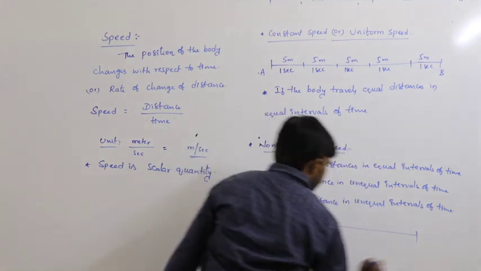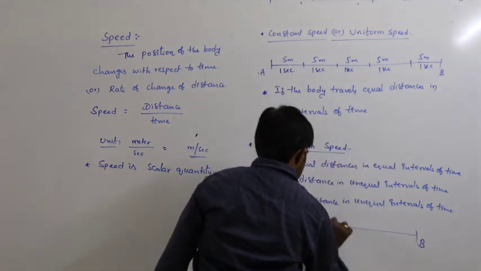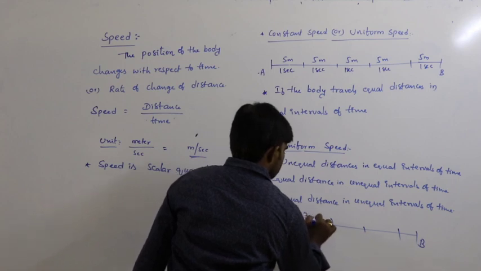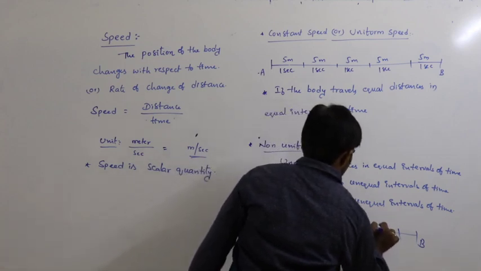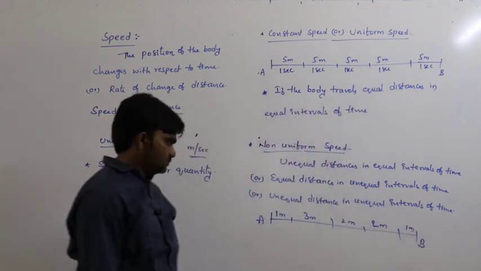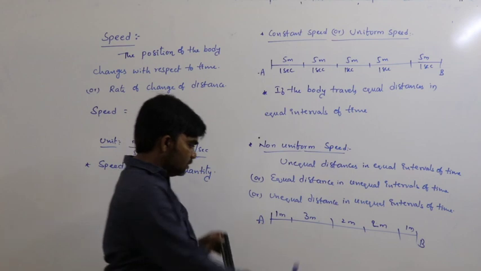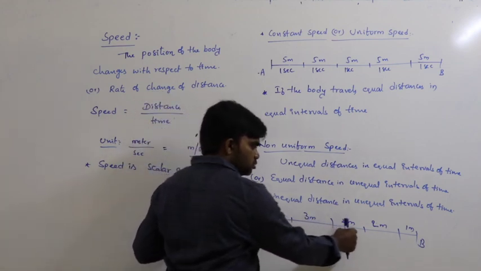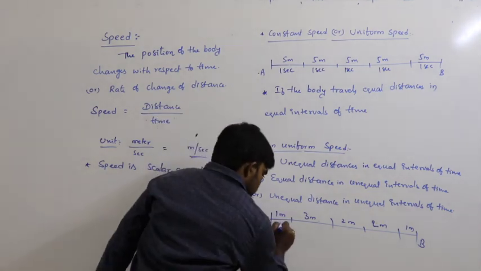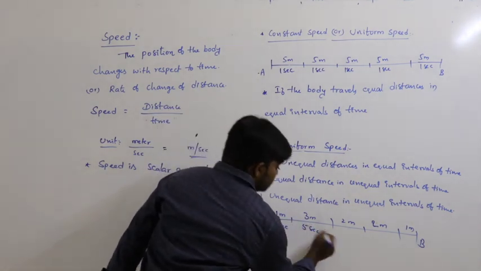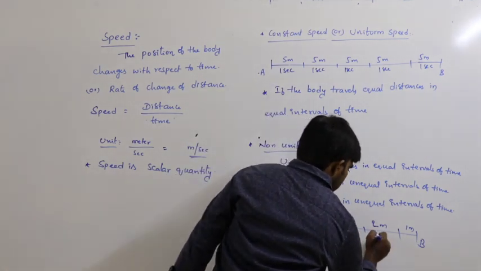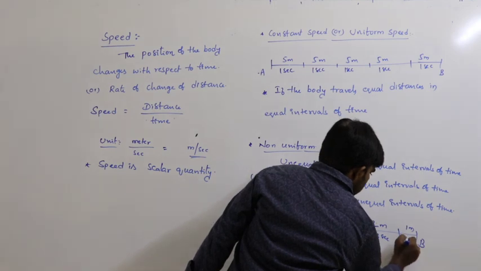Again it is AB. Let us say this divides into parts like this. This is 1 meter, 3 meters, 2 meters. Here also it is 2 meters and again 1 meter. Unequal distances. First part is 1 meter, next 3 meters, next 2 meters, 2 meters, next 1 meter. Unequal parts. Let us say it takes 1 second here, 5 seconds here, 6 seconds here, 3 seconds here, 1 second here.